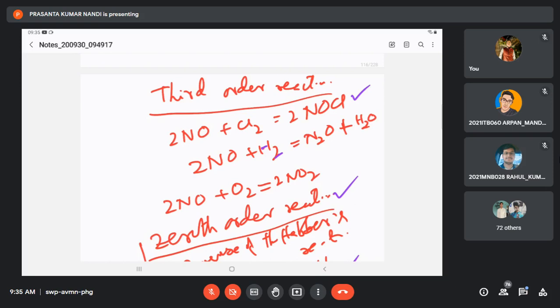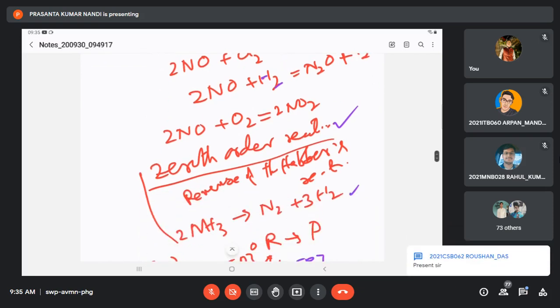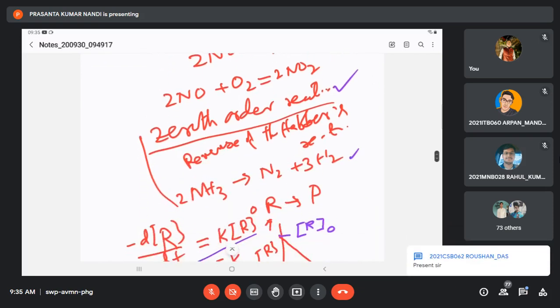And once again, I'm repeating that these reactions do not take place in a single step. That is very important. None of these reactions could take place in a single step. That is very important, right? But overall, they follow third order. Now, zeroth order reaction. What is zeroth order reaction? That is the reverse of the Haber reaction. This follows zeroth order kinetics.